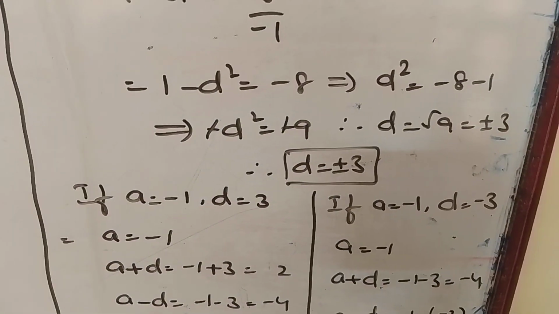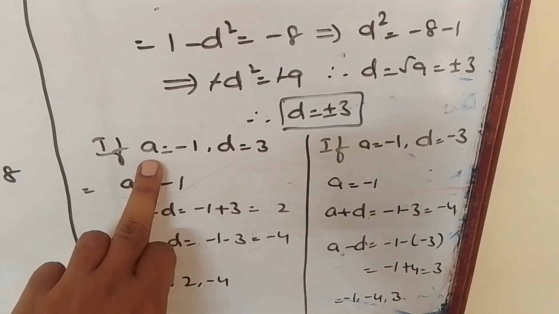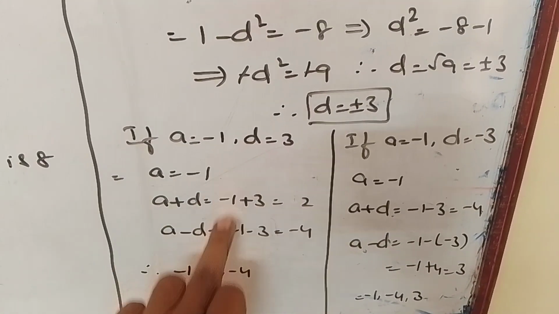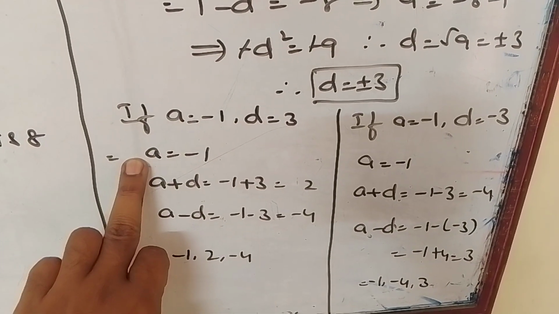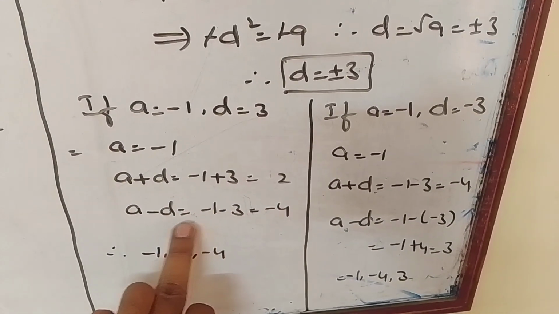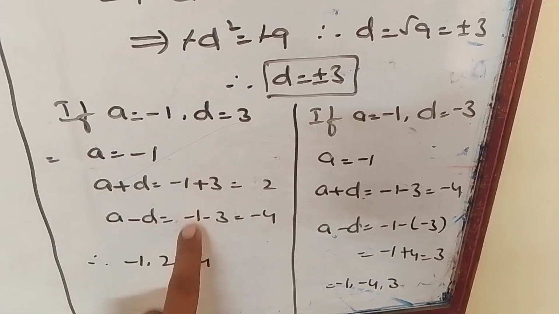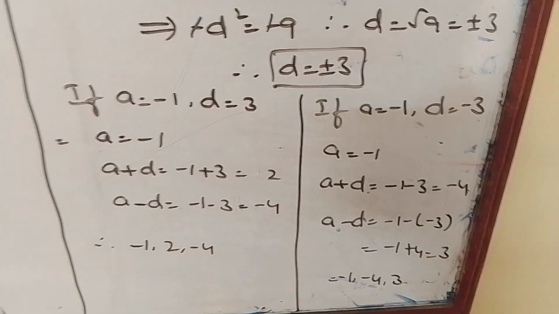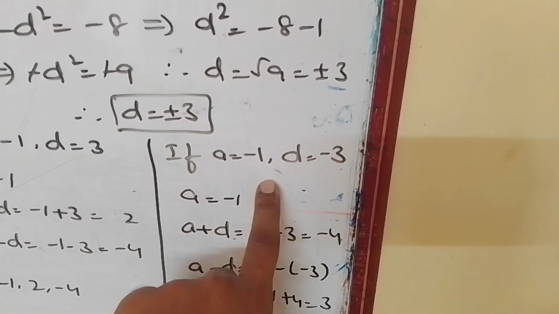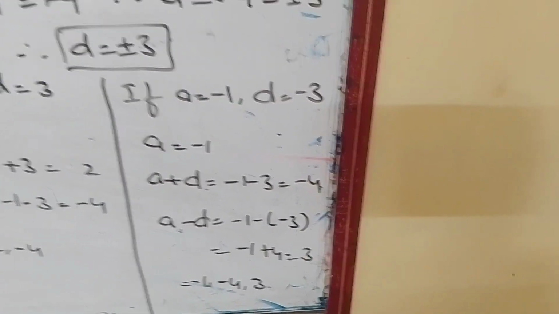So we got d with two values and a with one value. So we have two cases here. If a equal to minus 1, d equal to 3, then what are the three numbers? a is minus 1, a plus d is, substituting the values and simplifying, 2, and a minus d is minus 4. Therefore, the numbers are minus 1, 2, minus 4. And if a equal to minus 1, d equal to minus 3, substituting the values, we get minus 1, minus 4, 2.